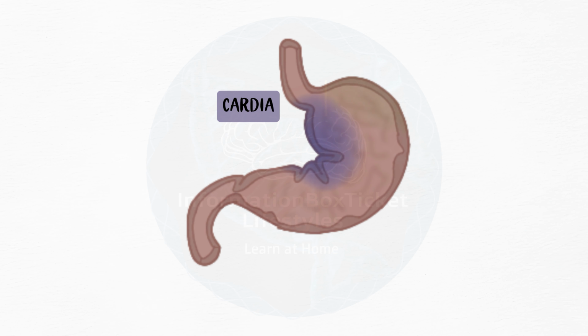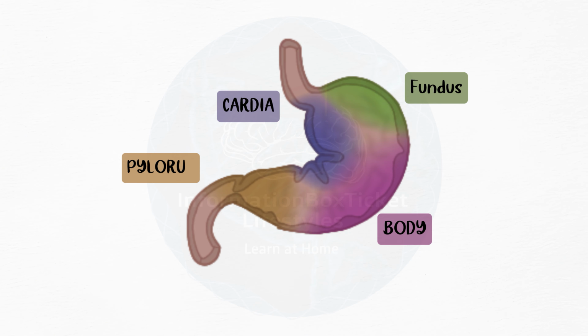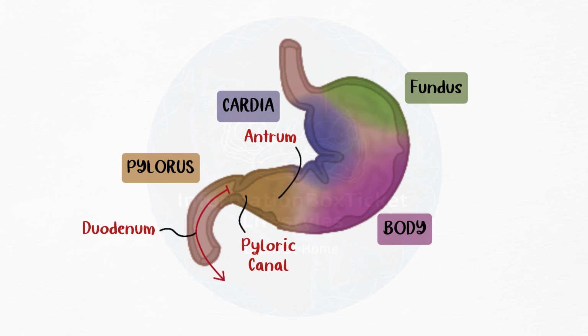The cardia, fundus, body, and pylorus are the 4 sections that make up the stomach. The antrum and the pyloric canal, which joins the pylorus to the duodenum, the first part of the small intestine, are the 2 primary components of the pylorus.